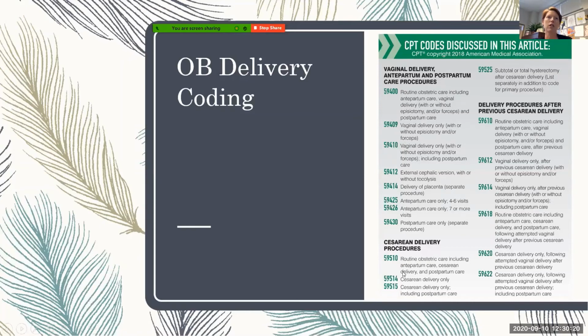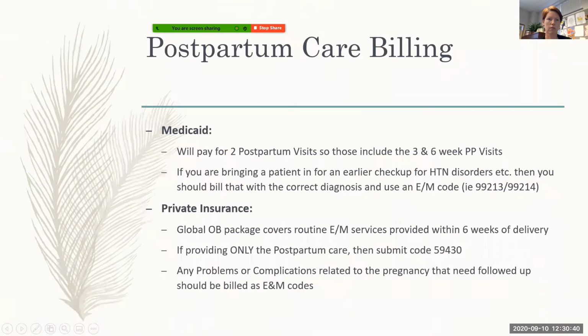And then C-section also can be broken out into components. And then there's actually a whole different set of codes for patients that have had vaginal deliveries, and then had a vaginal delivery after a C-section. So that changes the codes too. So it's a little bit of everything.